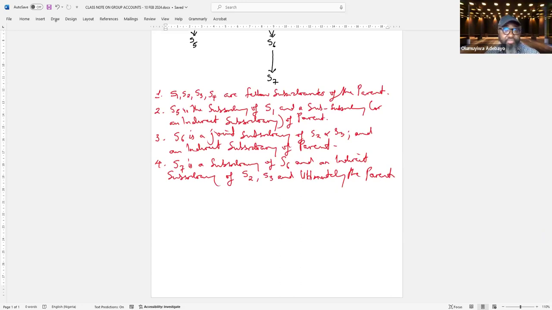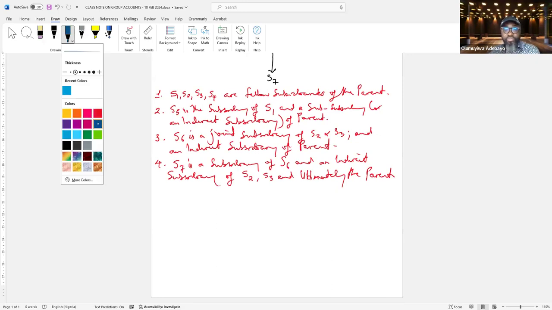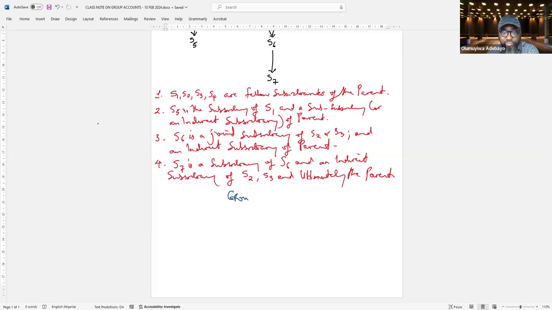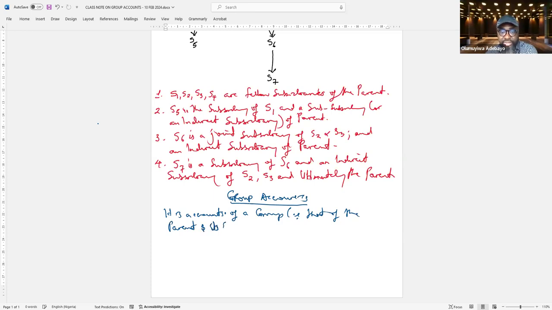What then is group accounts? It is accounts of a group, that is, that of the parent and its subsidiaries, as if its accounts were of a single entity.